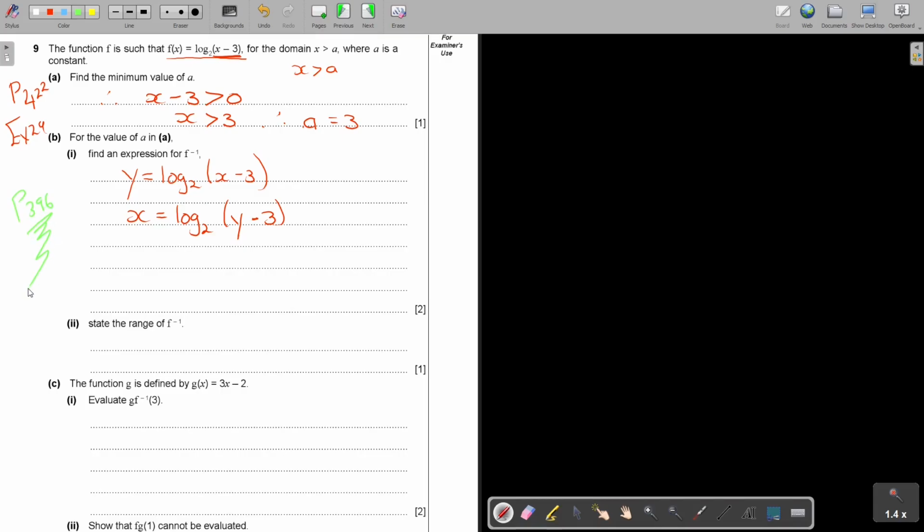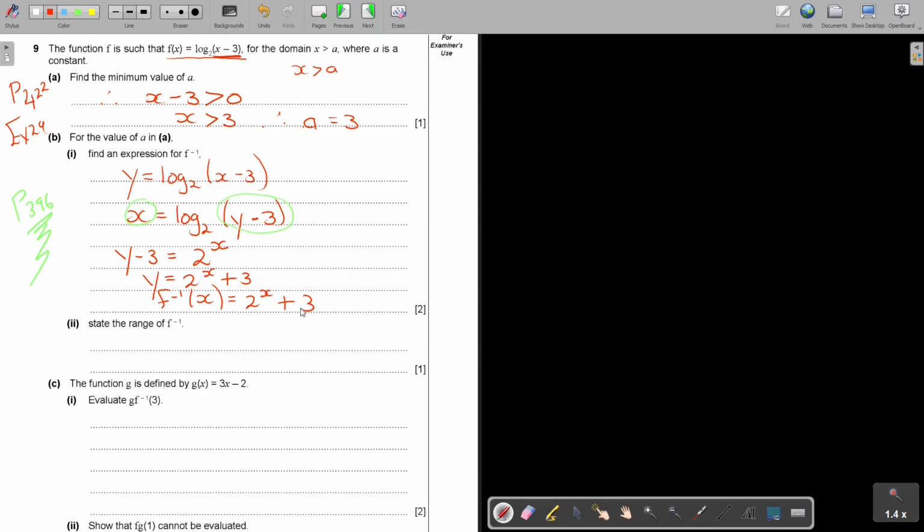So now I go from log form to exponent form. I swap these two, and I keep the base. So keeping the base, it becomes 2 to the power of x equals y minus 3 on the other side. Now I can make y the subject of the formula. So y is 2 to the power of x plus 3. The inverse is going to be 2 to the power of x plus 3.